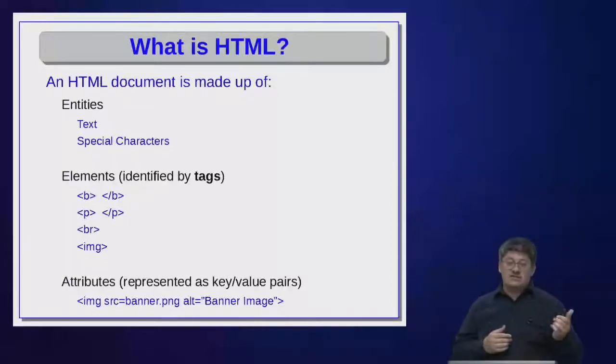And here in this example, what we've done is we've said the source of the image, the source file, is banner.png. And so when the web browser sees this tag, it will load banner.png from the web server and embed it into the page. The alt attribute specifies alternate text to display if the image can't be displayed. We'll talk about why that's important later in the lecture.